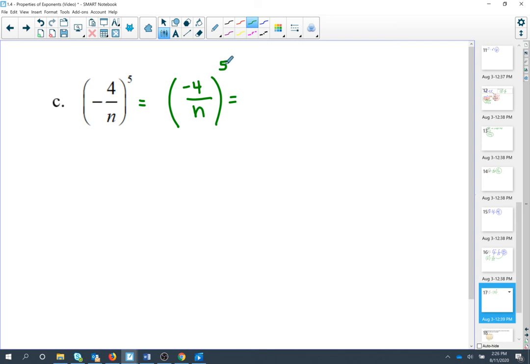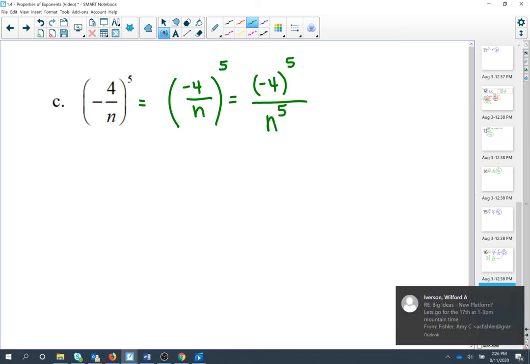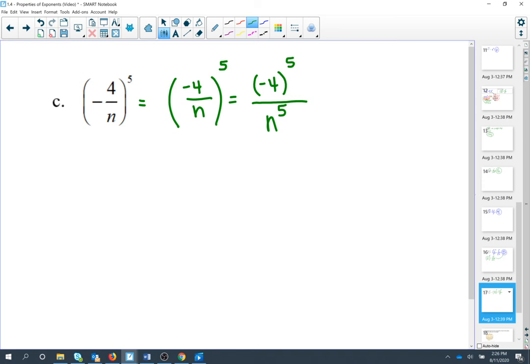Then I would say, okay, distribute my 5. So this is going to be negative 4 to the 5th, keeping parentheses because of my negative, and then n to the 5th. Then I would use my calculator and do negative 4 to the 5th, which is going to be negative 1024 over n to the 5th, and there would be our final answer.